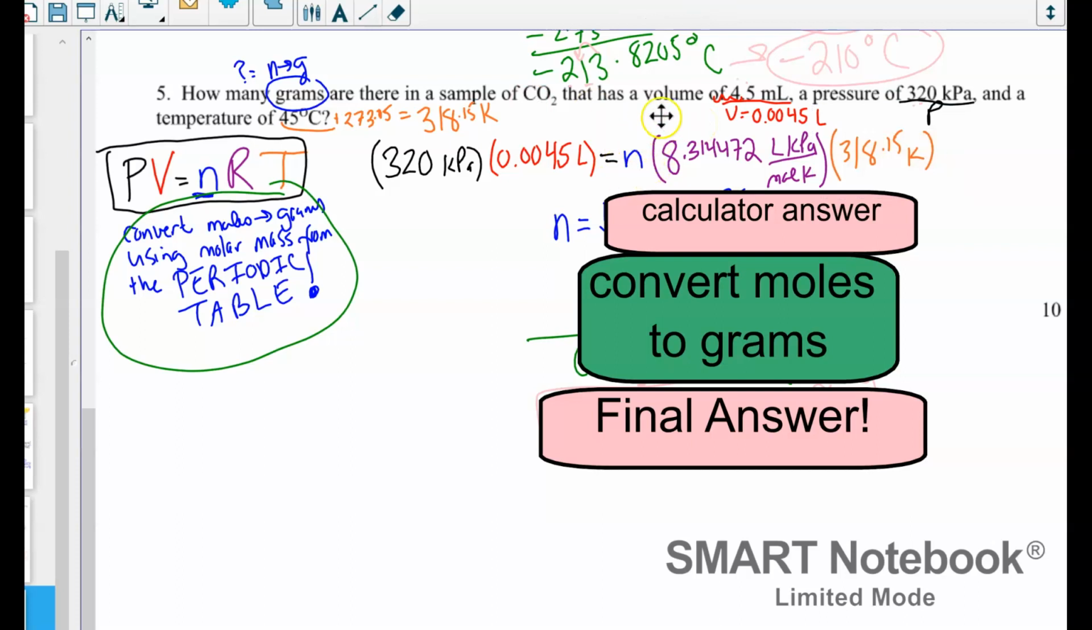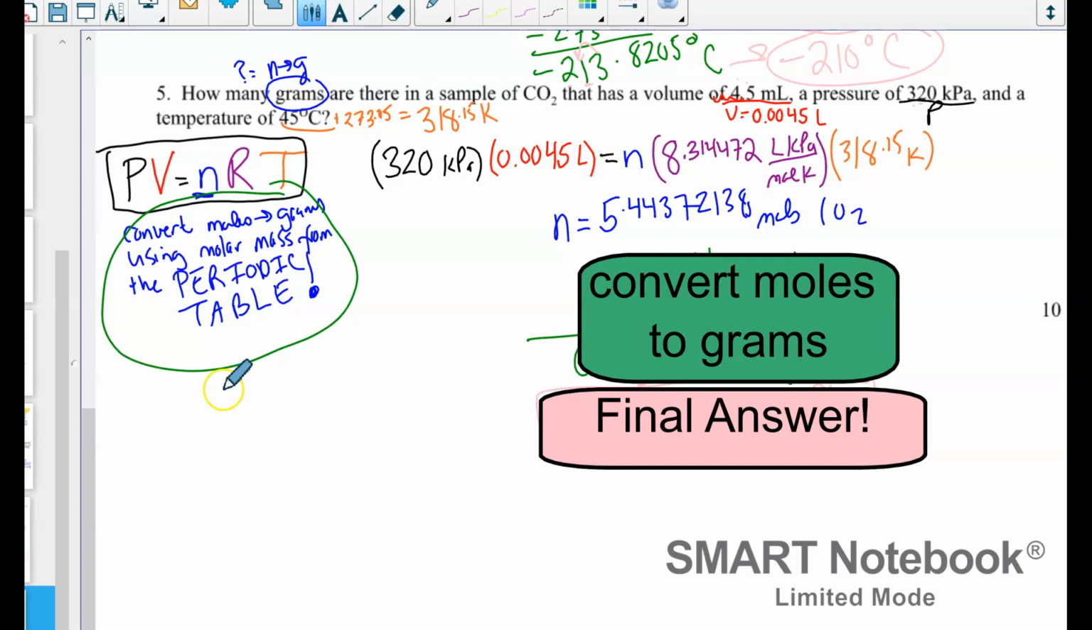So to solve for number of moles, I need to divide these two terms out to the other side. Do the same thing to each side. You're going to get 5.44372138 moles of CO2. Don't round your number here because this is not my final answer. Keep that in your calculator, and then we're going to convert the moles to grams.